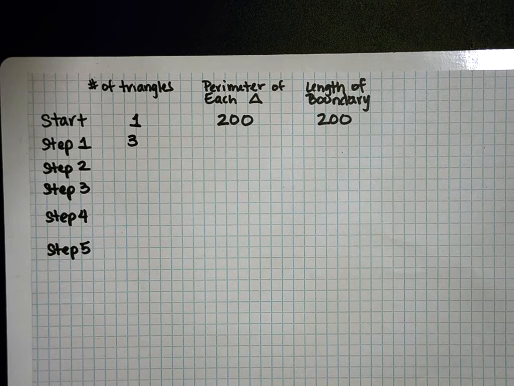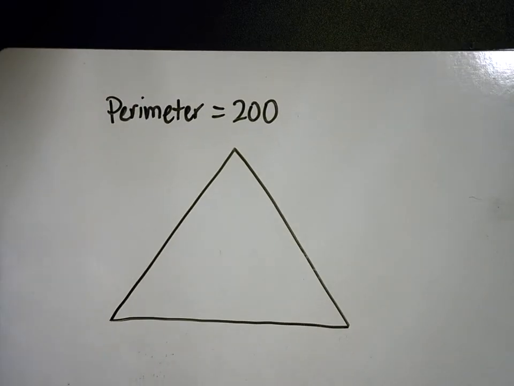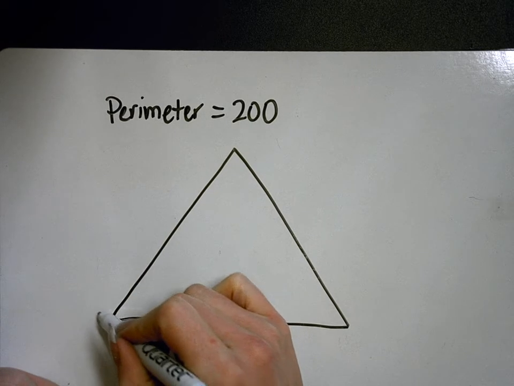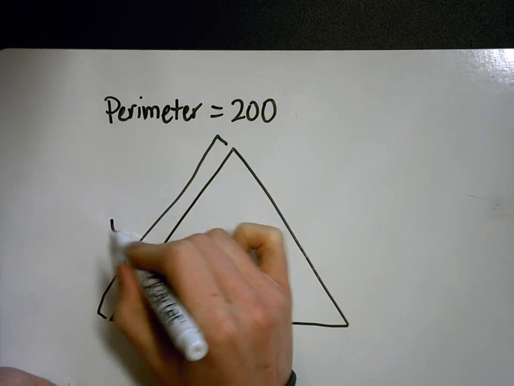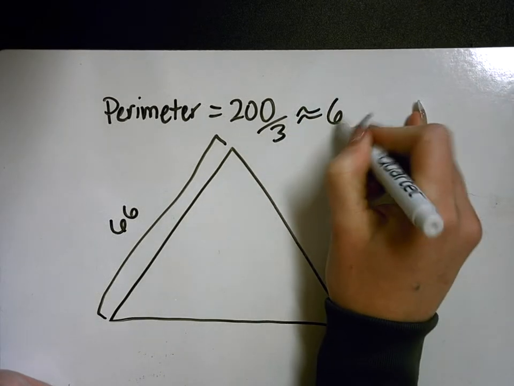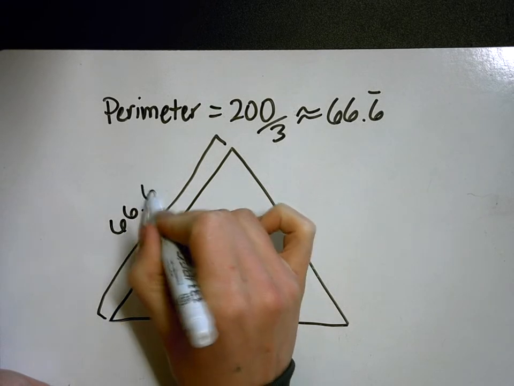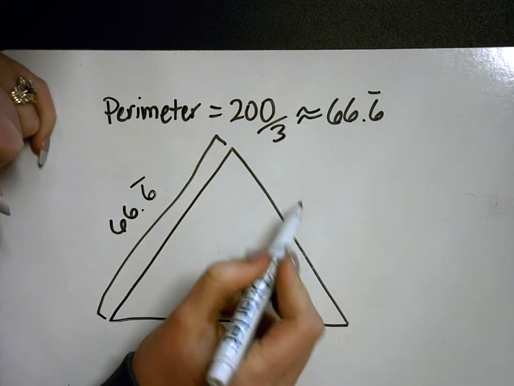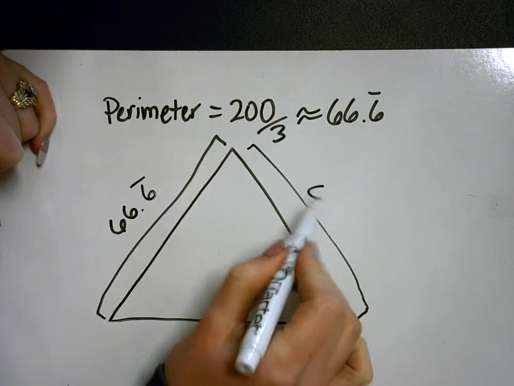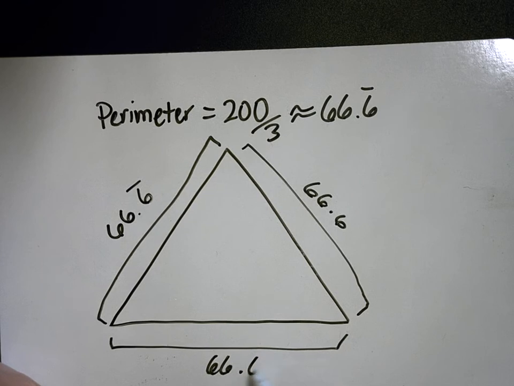Now let's talk about the perimeter of each triangle. The perimeter of each triangle is 200, right? What that means is, if I was going to say the side length, we would go 200 divided by 3, which is approximately 66.6 repeating. So I'm going to say 66.6 repeating. This side is also 66.6 repeating, and so is this side, 66.6 repeating.